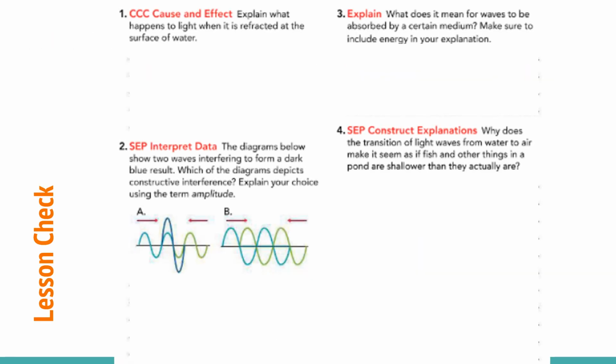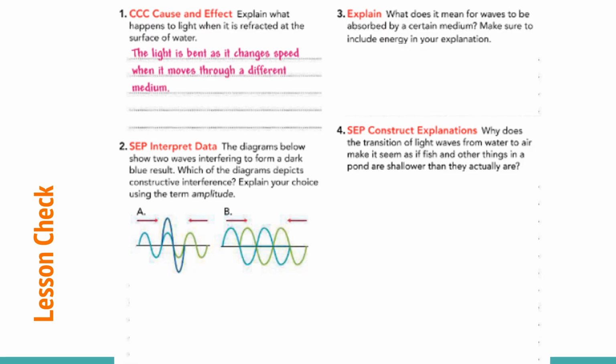All right, so that finished the lesson, and now it's time for a lesson check. 1, explain what happens to light when it's refracted at the surface of water. The light is bent as it changes speed when it moves through a different medium.